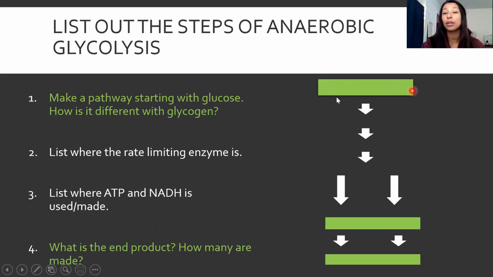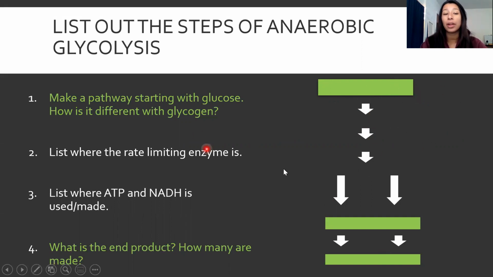So this right here would be glucose. These are steps that are kind of important, right? You got to know what part uses ATP, what's your investment phase, what part makes ATP, and what about glycogen is special, and how does it skip a step?